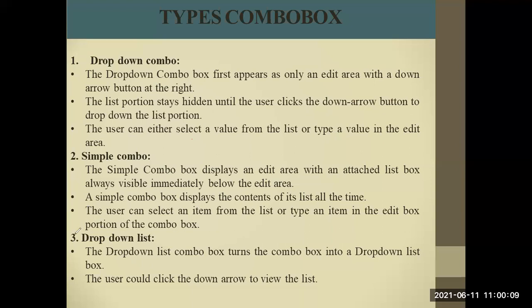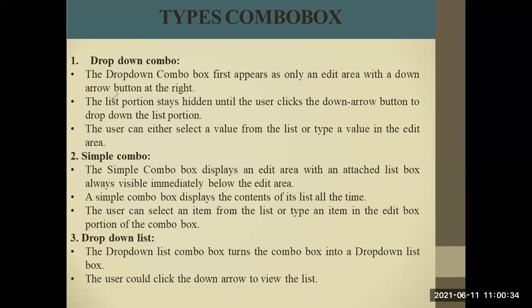So what actually is that? You convert your combo box into a drop-down list box, and the user can click down the arrow to view the list. Now the user has to click on the arrow. Now it will be something similar to the drop-down combo. But here, there is a slight difference.